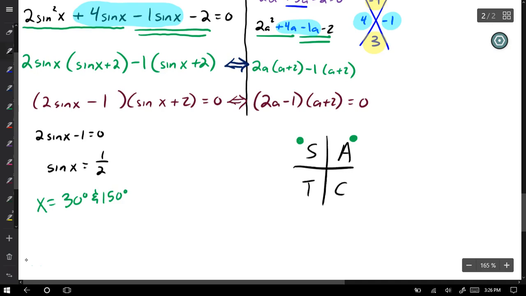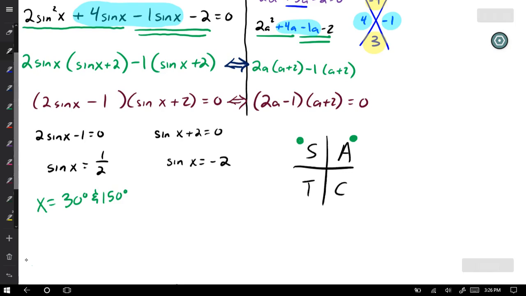Now when I do the next one, pay attention to this because we didn't have an example like this in the notes: sine of x plus 2 equals 0. Now if I solve for this, I get sine of x equals negative 2. And that's not possible. And so we kind of ignore this.